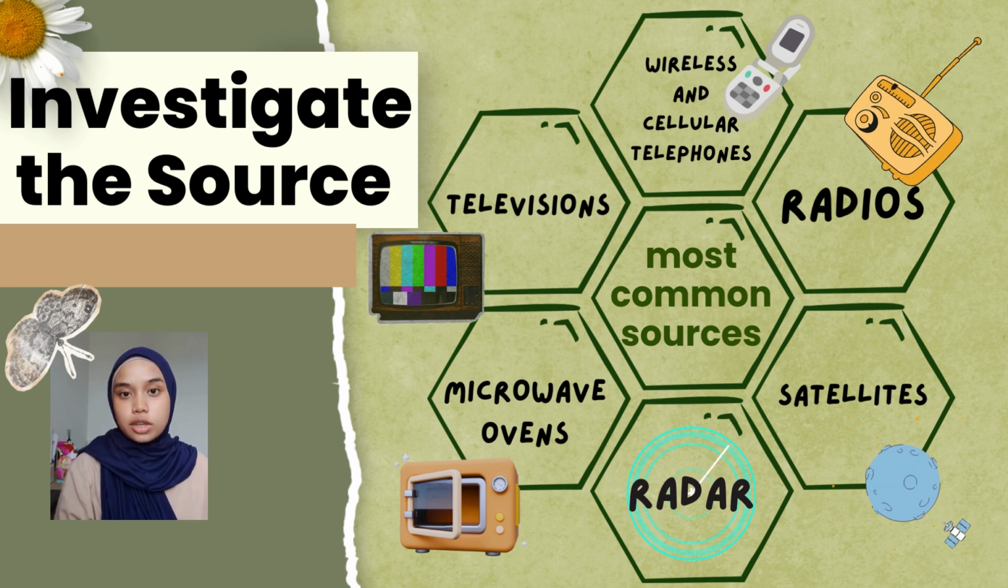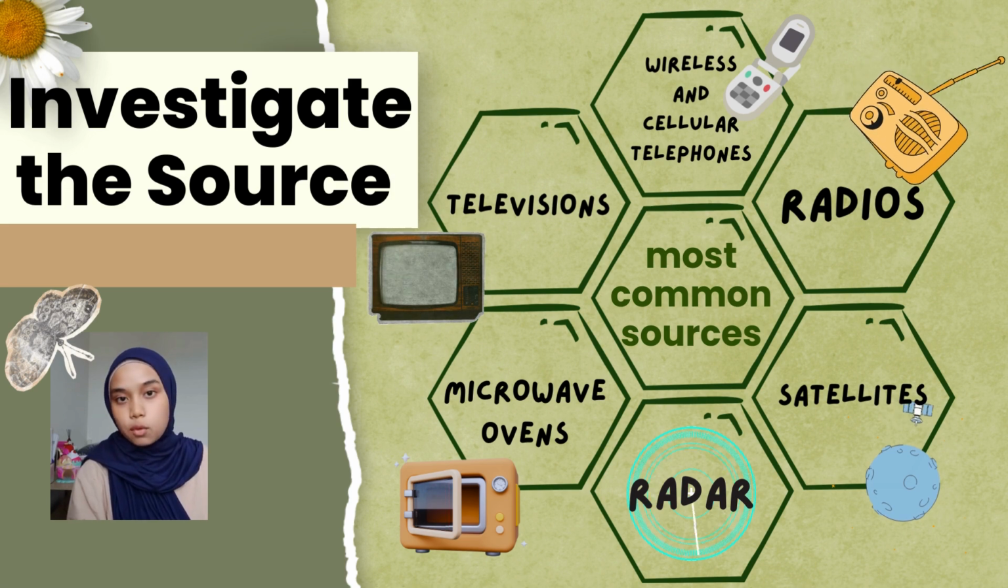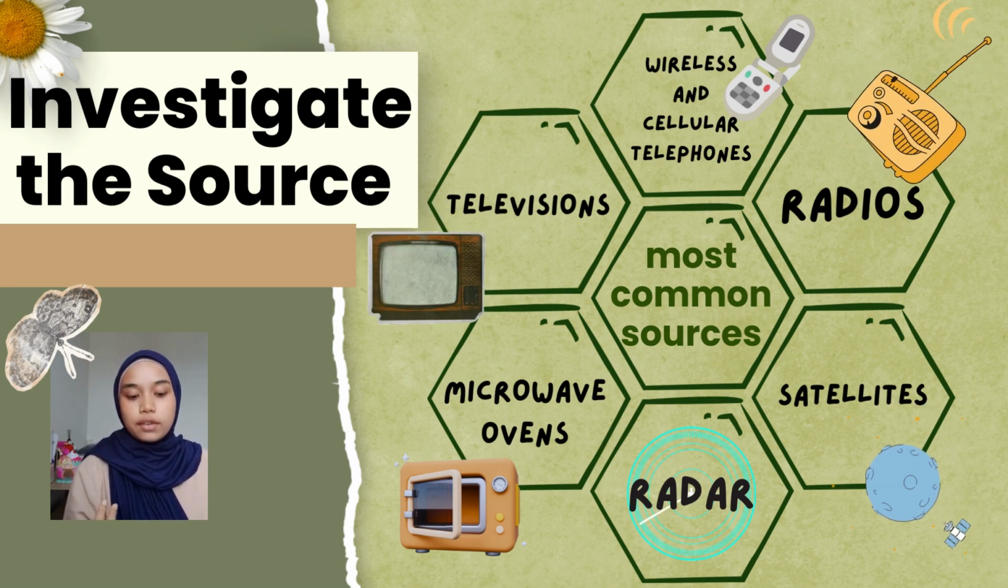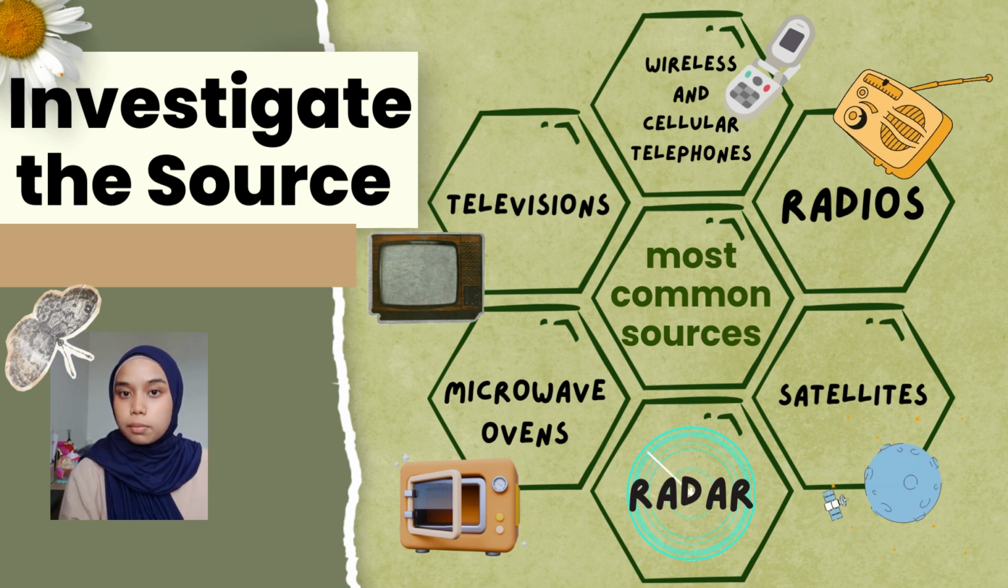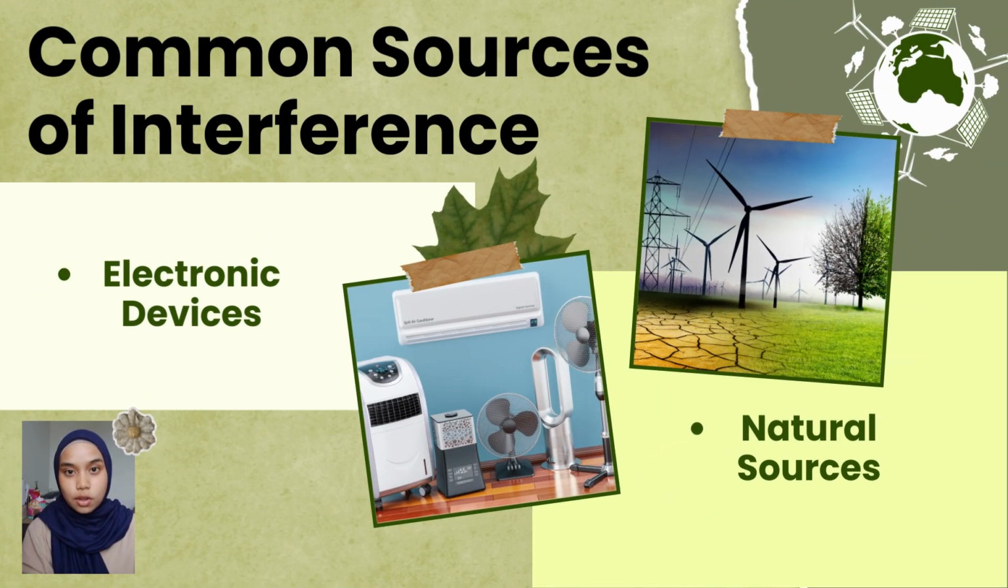The next slide I want to share with you is to investigate the sources of radio frequency interference. First, we have wireless and cellular telephones. We have radios, satellites, radar, microwave ovens, and the last one, televisions. Those are the most common sources. We also have common sources of interference, such as electronic devices. These are common household or industrial devices that might cause interference, such as microwaves or wireless routers. Second, we have natural sources. These are considered environmental factors like lightning or solar activity.